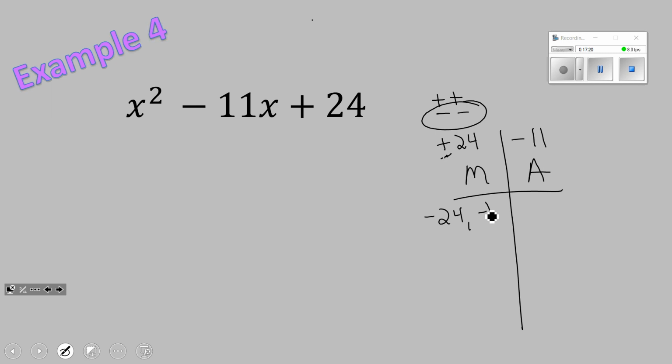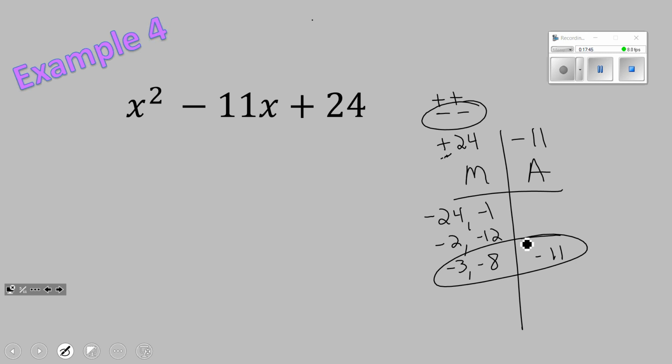Okay? What else do we have? What's 24 divided by 2? Negative 2 and negative 12. Okay? What's the next one? 3 and 8. Negative 3, negative 8. Okay? And everybody says that's what you want because that's going to add to be negative 11. Does that make sense?